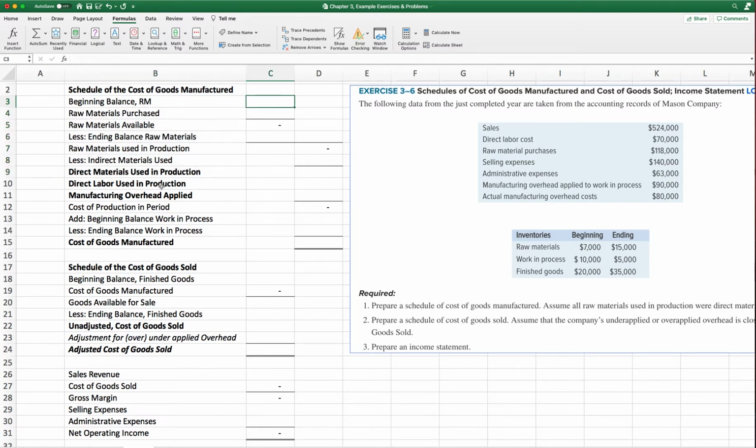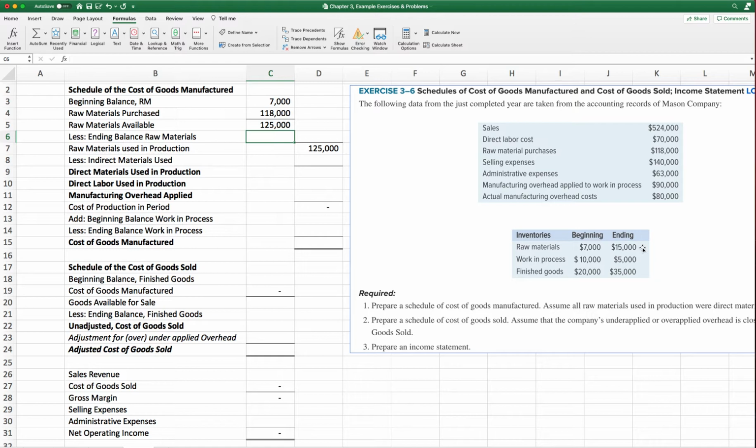So let me start plugging in numbers. In my raw materials account, I'm going to punch in my beginning balance in that account of $7,000. They tell us that they purchased $118,000 worth of raw materials, meaning that they had available $125,000 of raw materials to use in production. Now, this being a physical account, an inventory account, we can go in and count that we had $15,000 worth of ending balance.